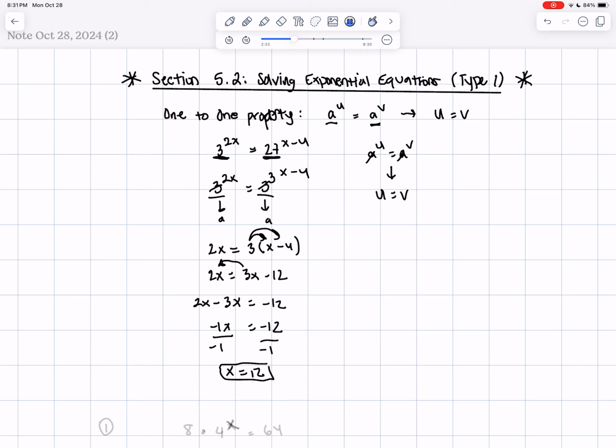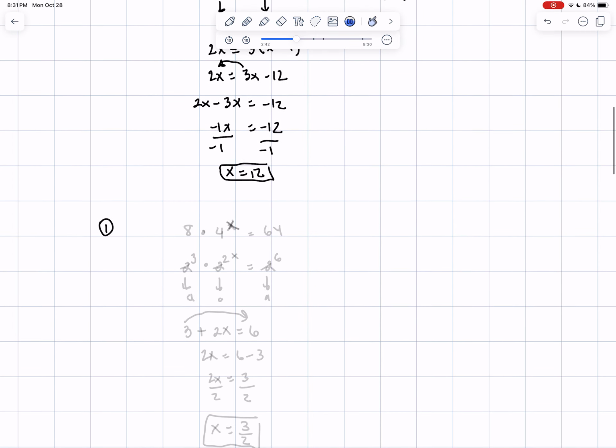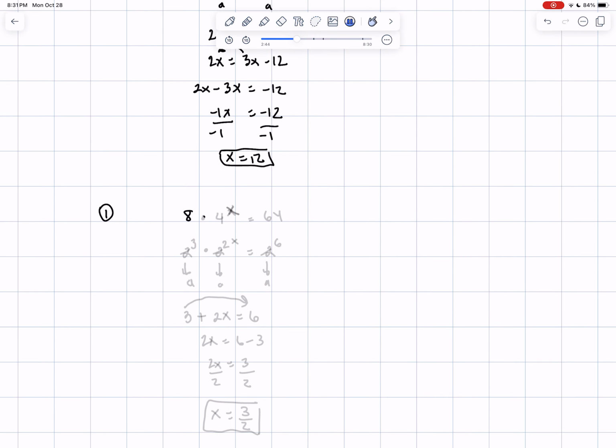So each of these problems is going to be very much the same. So let's do one that's a little bit more challenging and has more values. So let's do 8 times 4 to the x equals 64. And I wanted to point something out. In this one, we have multiplication here. So when we cross out our bases, what's going to occur is the multiplication is going to go away and addition will take its place. We're going to see that in this example.